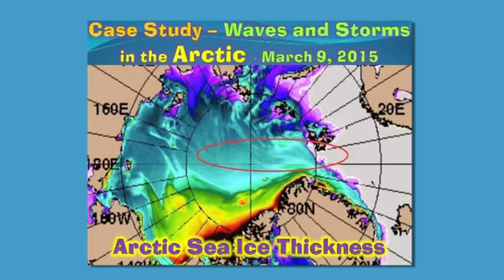To give you an orientation, this black ice here along Greenland is the thickest ice. Then this green ice is the third thickest. The lavender and dark blue ice is very thin. So this is how we started the melting season.